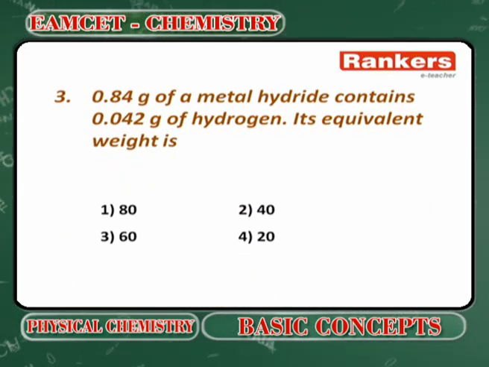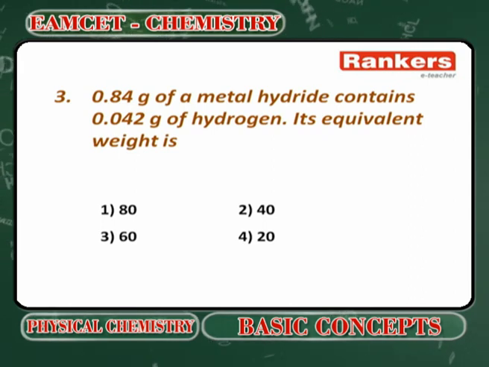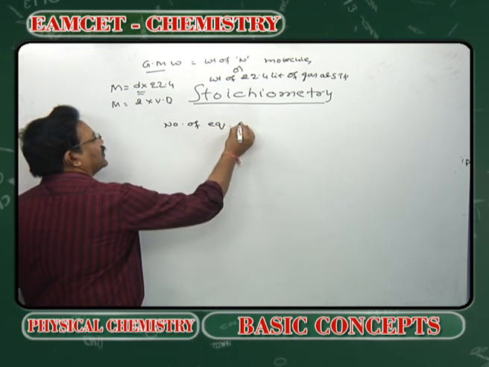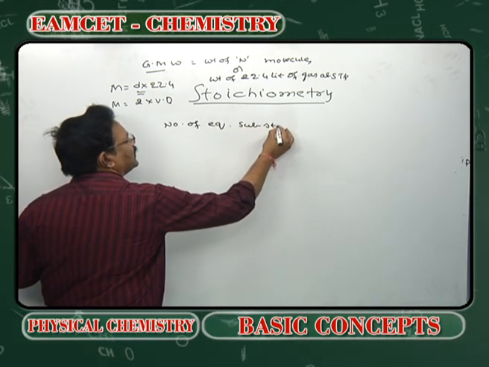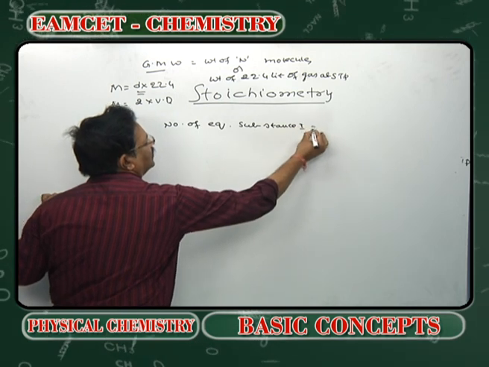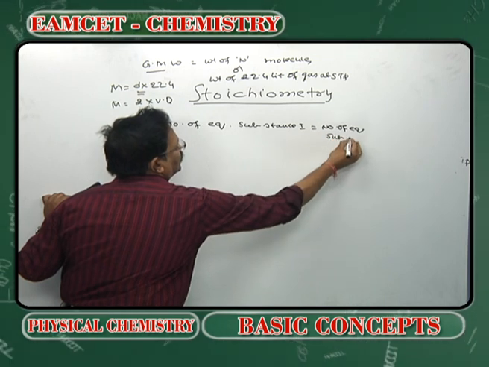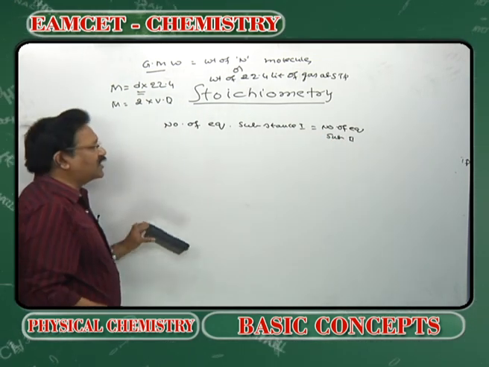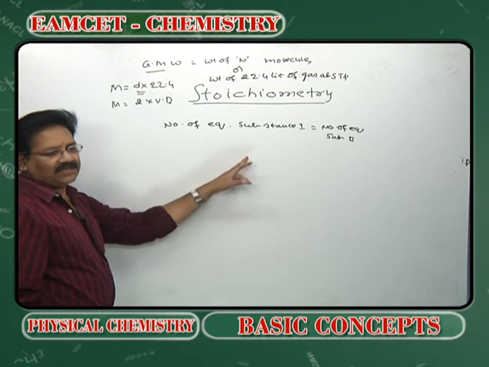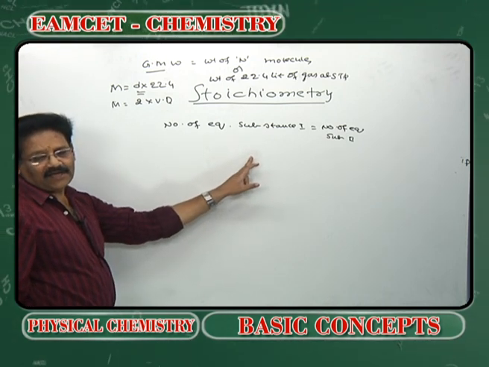Now coming to the equivalent weights. What is the principle involved in the calculation of equivalent weights? The number of equivalents of substance 1 must be equal to the number of equivalents of substance 2. Now what are the substances or elements here? The elements involved are metal and hydrogen.